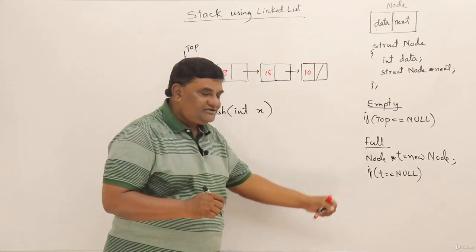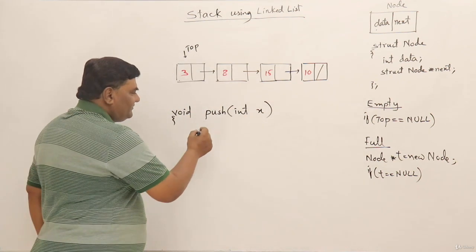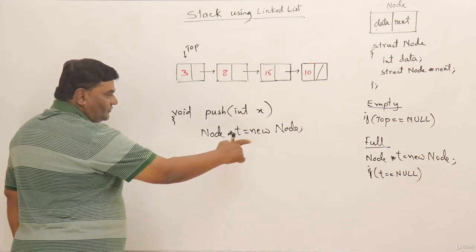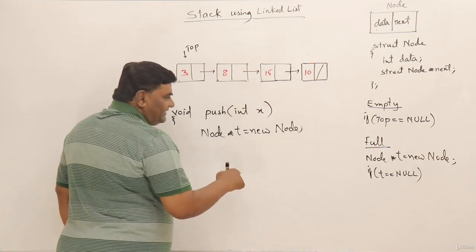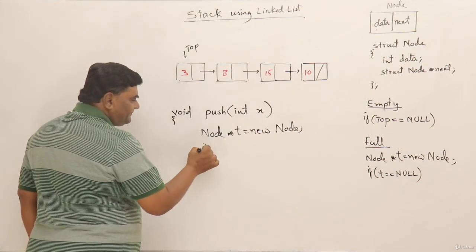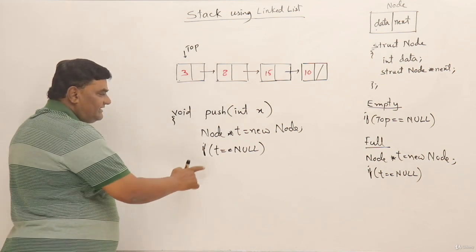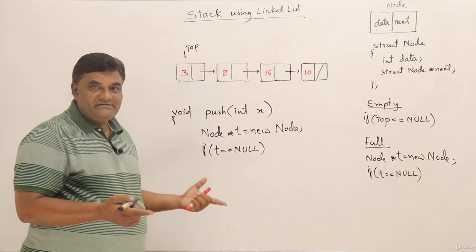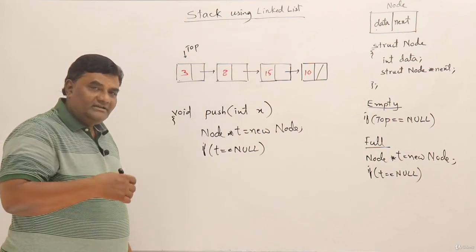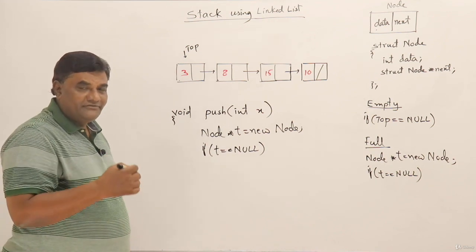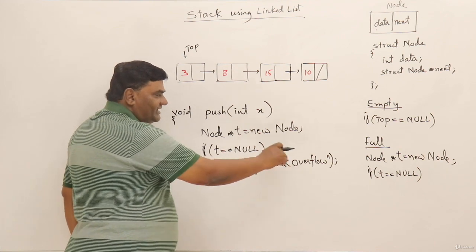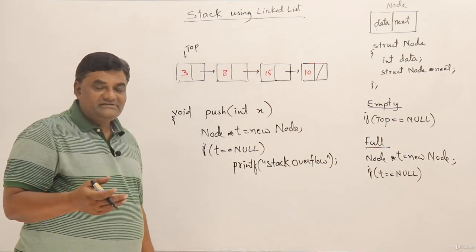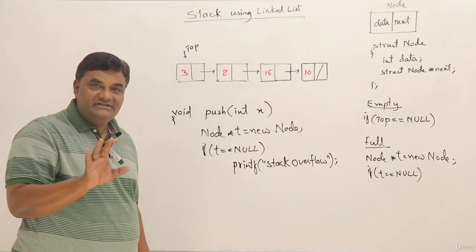Check for the full condition. For that, create a new node. If the node is not created, then it is full. If the node is not created, it means t is equal to null. When we are creating a node, t is null means the node is not created. Then print stack is full. Printf stack overflow.